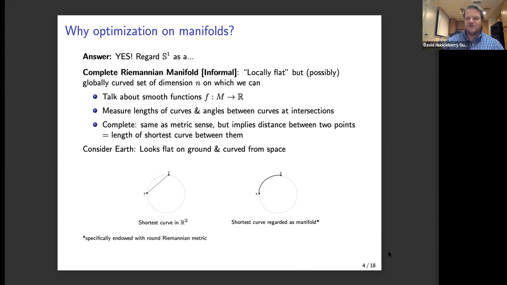So the canonical example of a manifold is Earth. If we're standing here on the ground, it looks pretty flat to us. We look at it from space, very, very much curved. And so what do these shortest curves look like? Well, if I take these points in R2, X and Y, the shortest curve on the circle is this. When I recast it as a manifold, I get an arc.